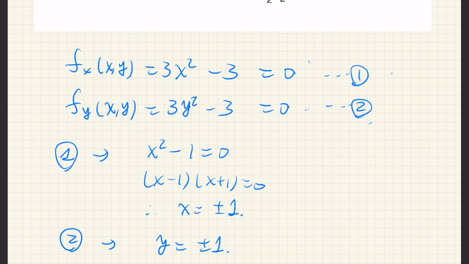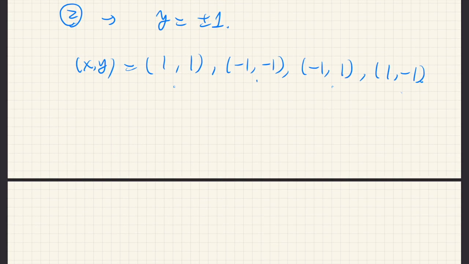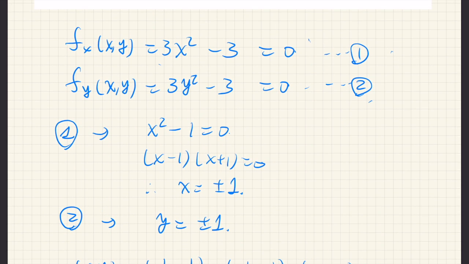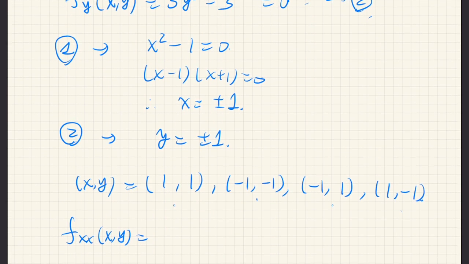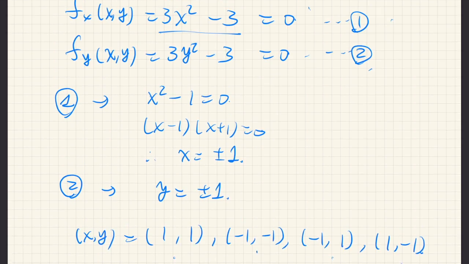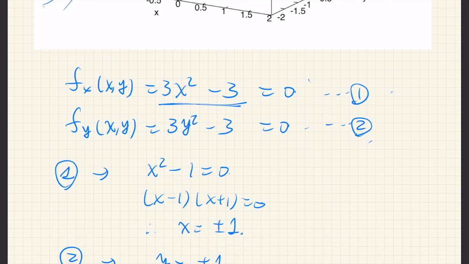But these are just necessary conditions, not sufficient conditions for extreme values. So in order to check whether they are indeed extreme value points, we need to examine the second derivatives. Okay, so the second derivative f_xx: if you differentiate this one with respect to x, then we have 6x. And if we differentiate this with respect to y, that is 0, because this doesn't contain any y.